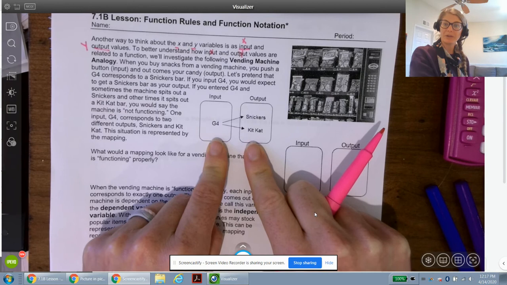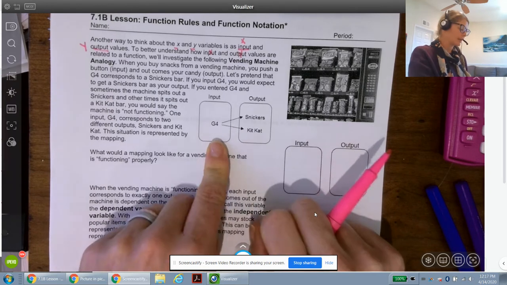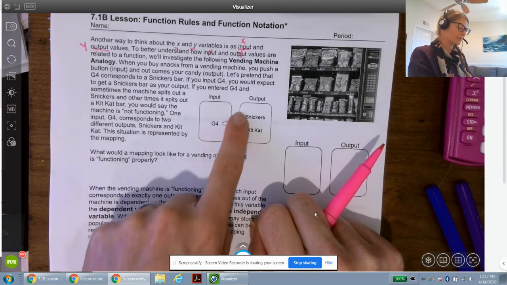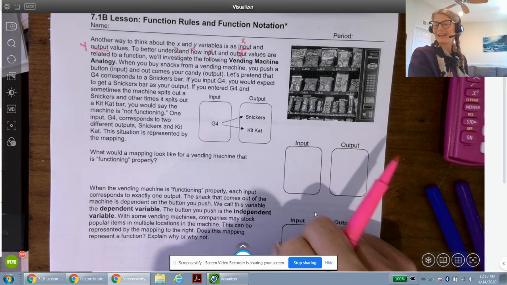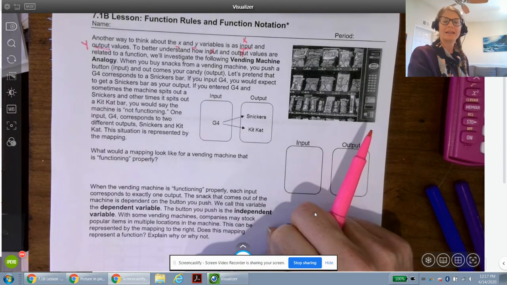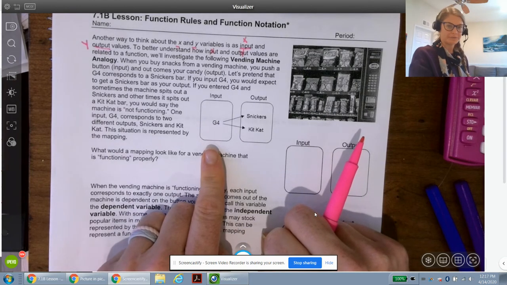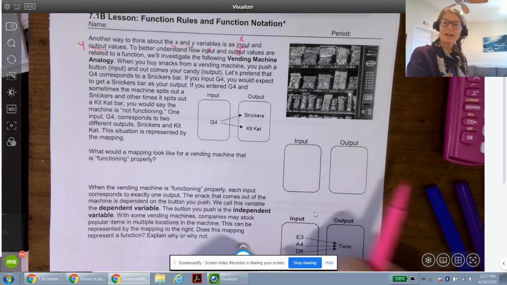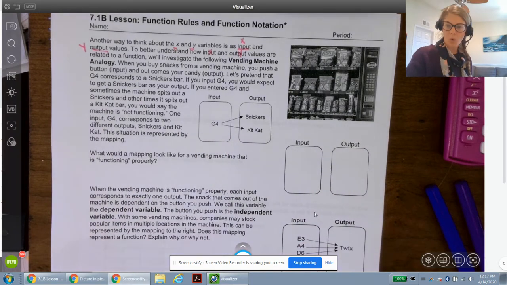And remember, today we really want to think about, is the mapping a function or not? So taking a look here, the input G4 corresponds to a Snickers or a Kit Kat. Given my input, I cannot determine the exact output I will get. So this is not a function. If it was a function, one input would correspond to exactly one output, just one snack. I would know what snack I'm getting.